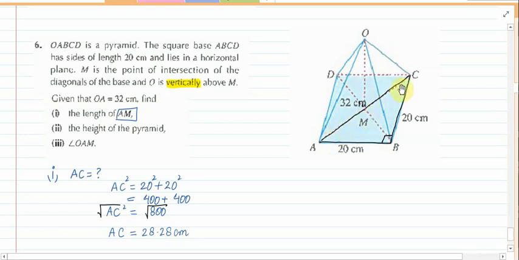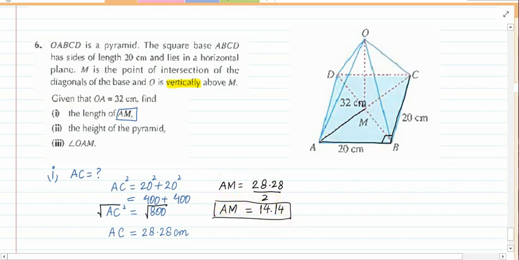If you need to find the value of AM, what you need to do? Simply divide it by 2. So AM is equal to 28.28 divided by 2, it will be 14.14. That is the value of AM.